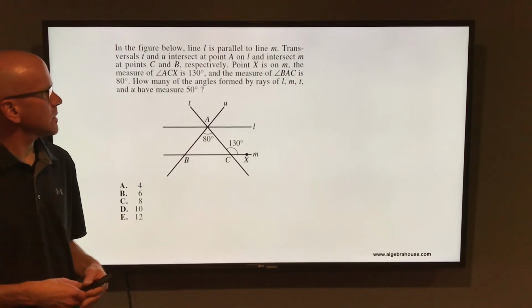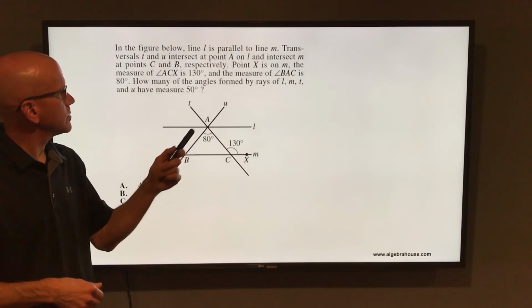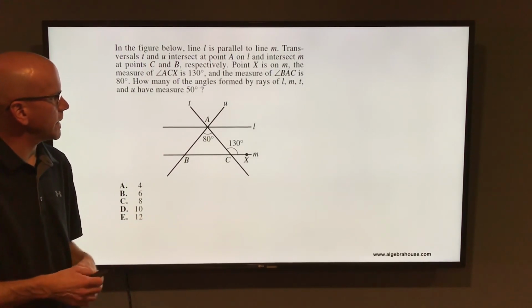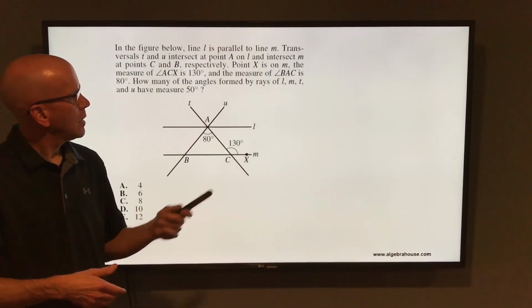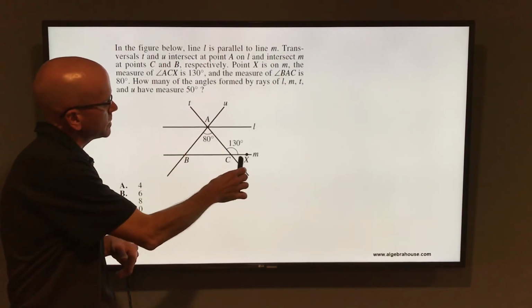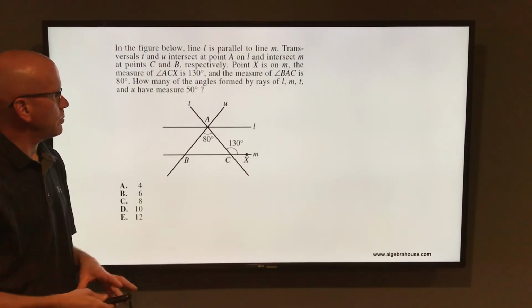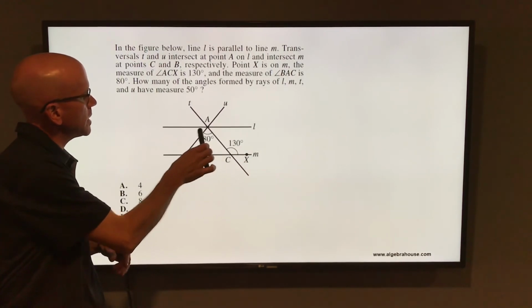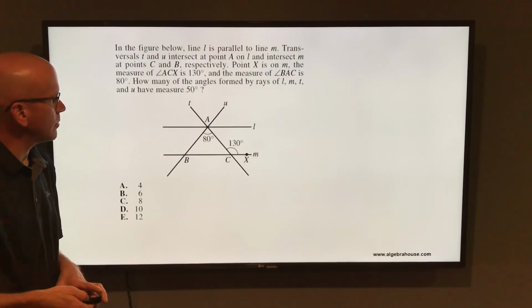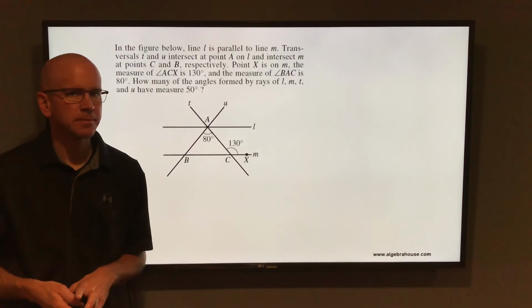In the figure below, line L is parallel to line M. Transversals T and U intersect at point A on L and intersect M at points C and B, respectively. Point X is on M. The measure of angle ACX is 130 degrees. You can see ACX, that's 130. And the measure of angle BAC is 80 degrees. How many of the angles formed by rays of L, M, T, and U have measures of 50 degrees?